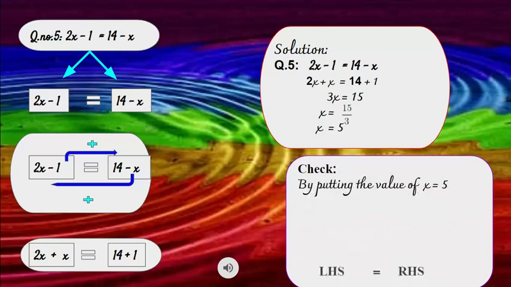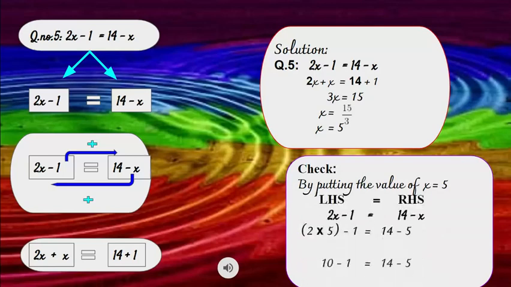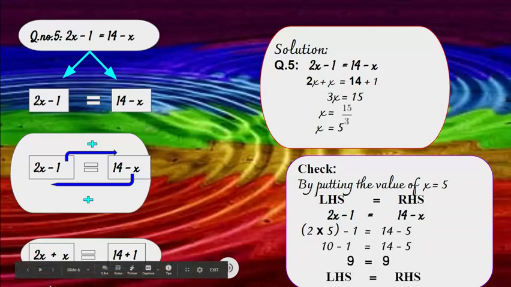Left side 2x minus 1 means 2 into 5 minus 1. 10 minus 1 is equal to 9. Same way RHS 14 minus x. So 14 minus the value of x is 5. 14 minus 5 is equal to 9. LHS is equal to RHS. So proved, our answer is right.